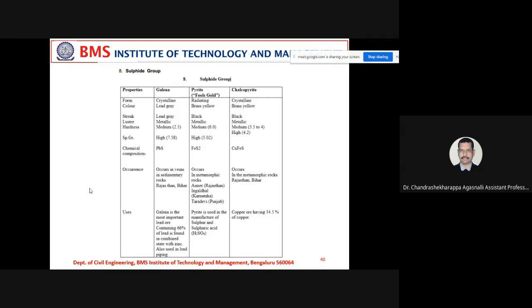Sulfides, in the sense, in the chemical composition itself, it can indicate this. PbS means lead. Pb means lead, S means sulfides: iron sulfides, copper, iron, and sulfides. This chemical composition itself indicates whether it's an oxide group or a sulfide group.